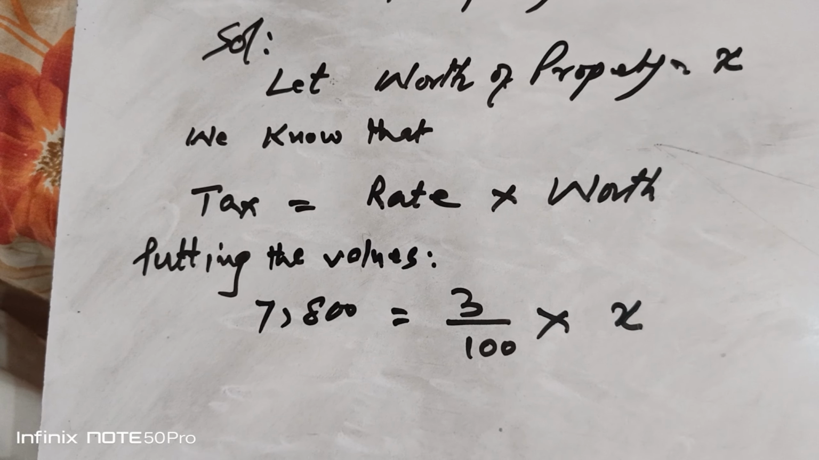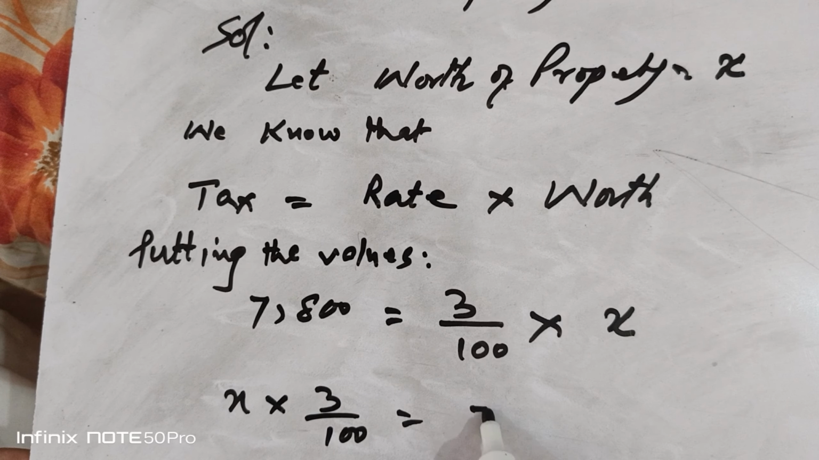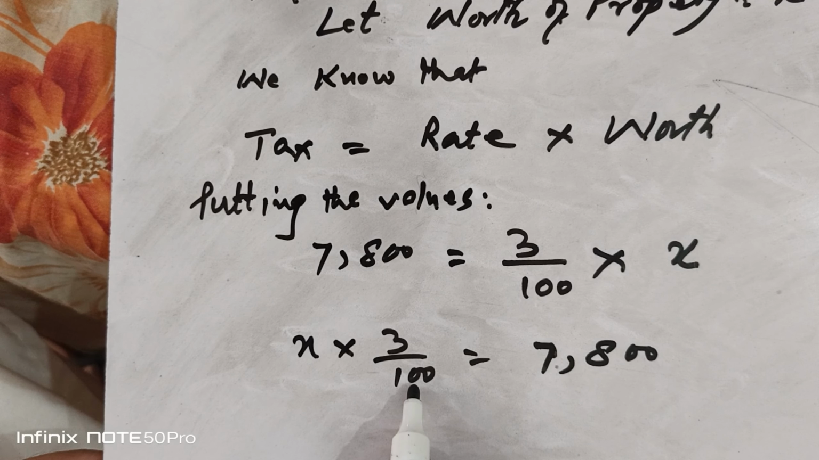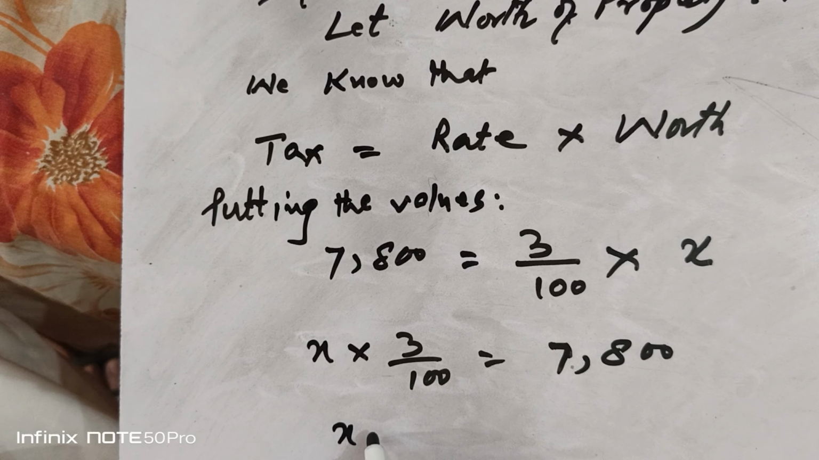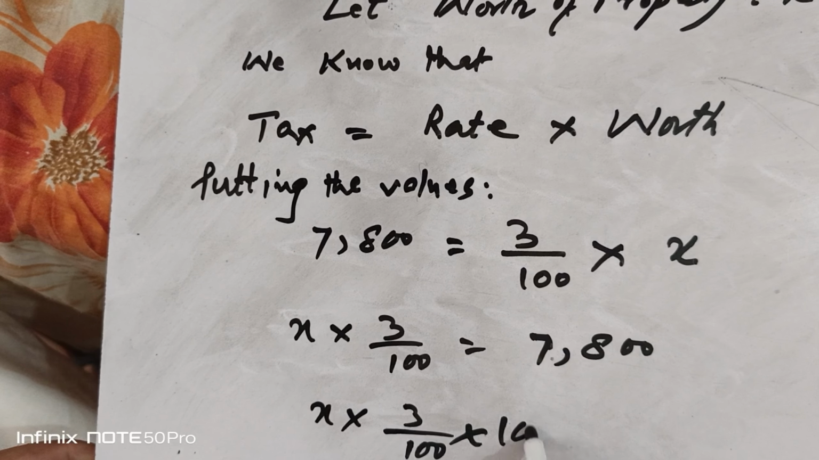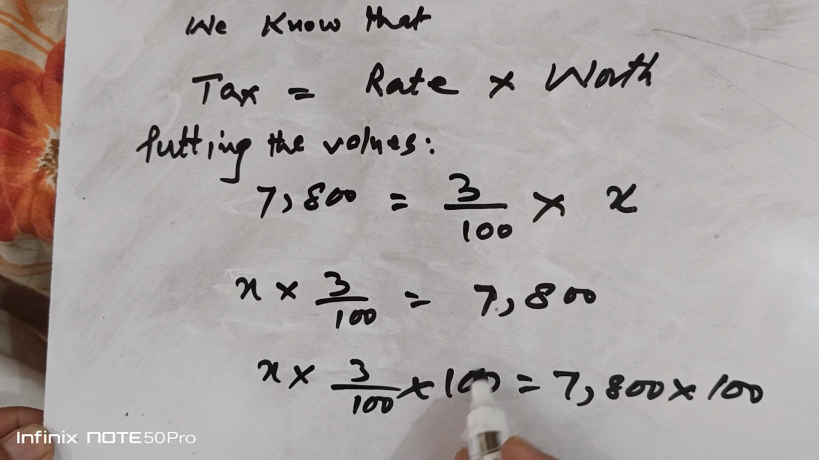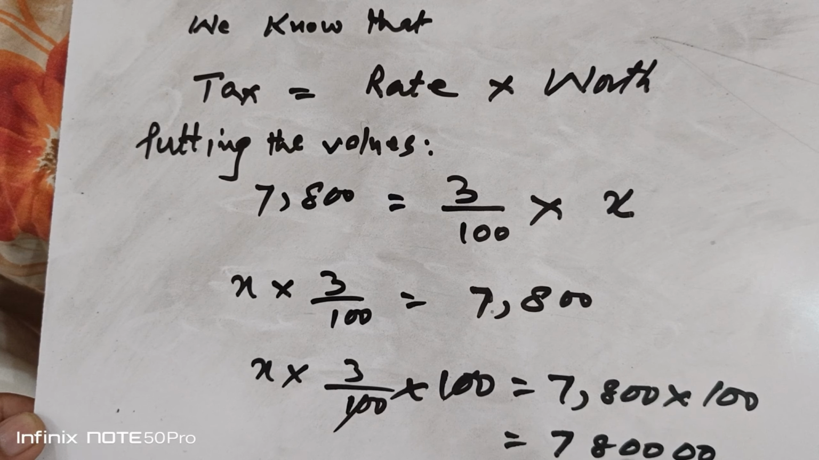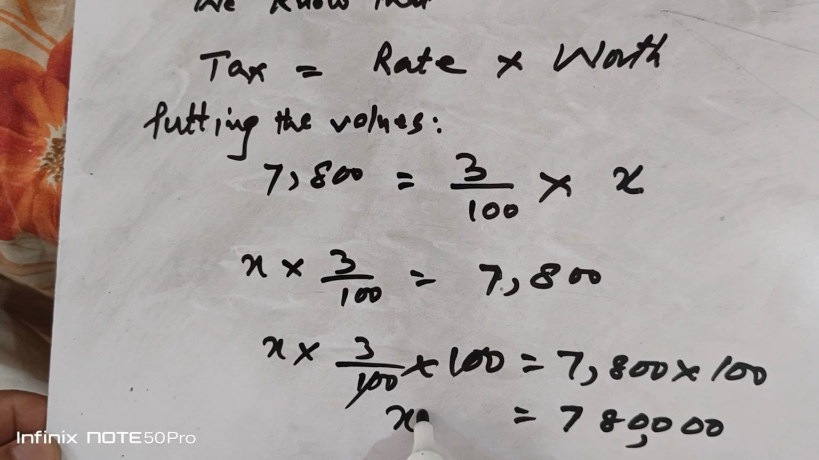and we can write here that x into 3 over 100 is equal to 7,800. And this 100 will be multiplied on both sides to simplify it: x into 3 over 100 multiplied by 100 is equal to 7,800 multiplied by 100. So this 100 will be cut off with this, and by multiplying we will get this amount as 7800 and these two zeros. So this will be read as 7,800, and now x into 3.